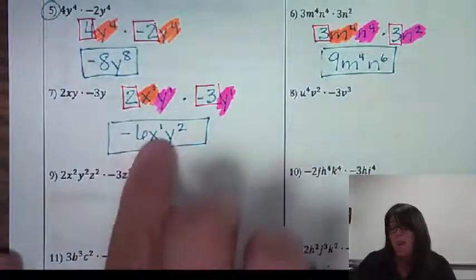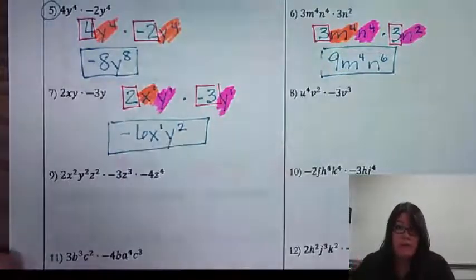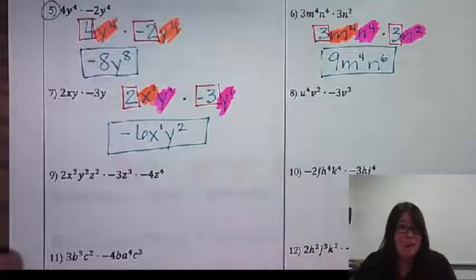Remember, I could leave that 1 off altogether if I want to. It's up to you, whatever you feel most comfortable with. Some people like to keep the 1 there as a placeholder, and that is perfectly okay, because mathematically it's the same thing.